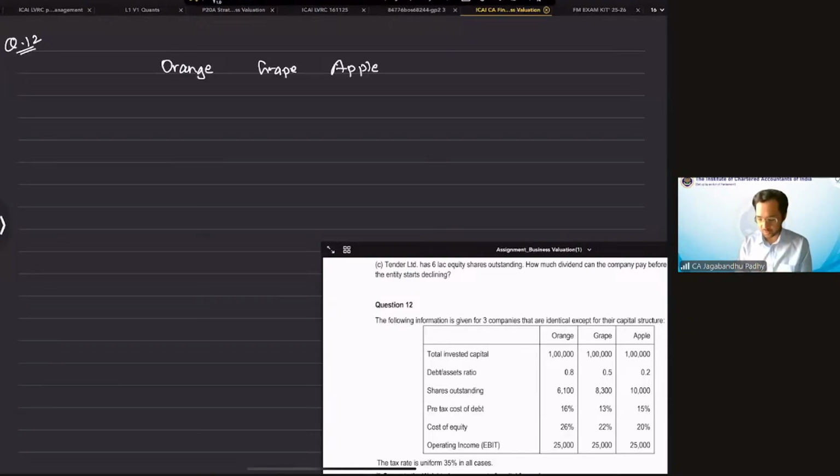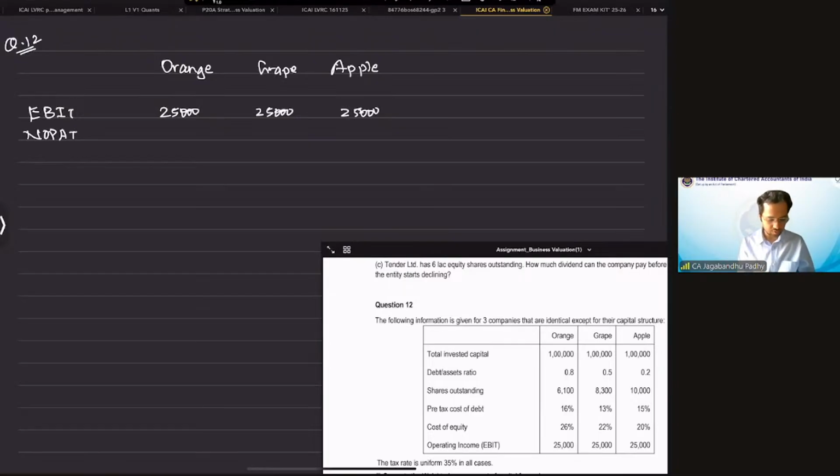Okay. So for all three companies, Orange, Grape, and Apple, we first have the EBIT. So let's first get the NOPAT. The EBIT numbers are the same, in fact, 25,000 for all the three companies. Now we can make it a NOPAT figure by simply subtracting 35% from that.